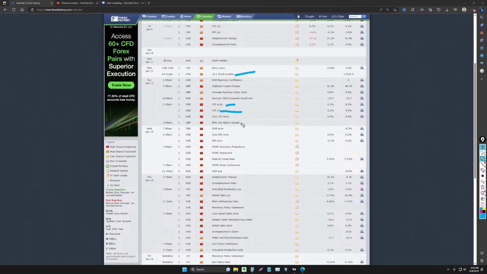We got somebody in Britain speaking. We got GDP for the dollar. We got PPI for the dollar. We got federal funds rate for the dollar. Unemployment for the Aussie. We got Bank of Europe is also doing their federal funds right here. Down here is when they're doing theirs. And we also have unemployment rate and retail sales for the dollar. A monetary policy statement for the yen.